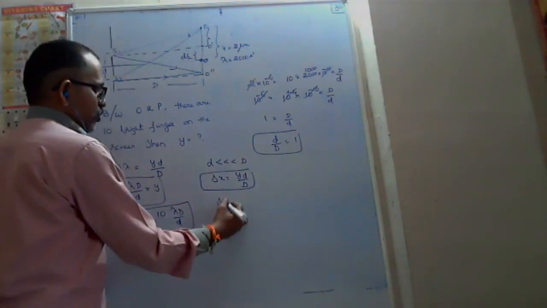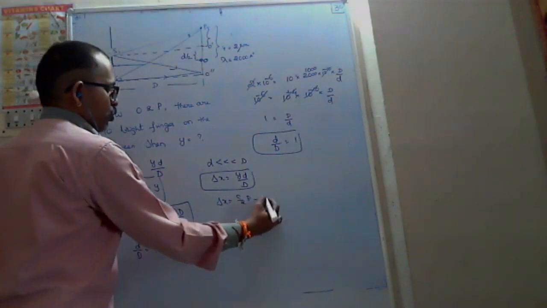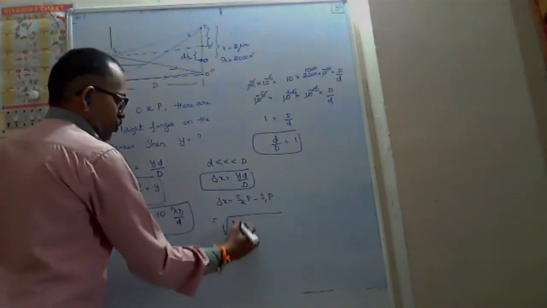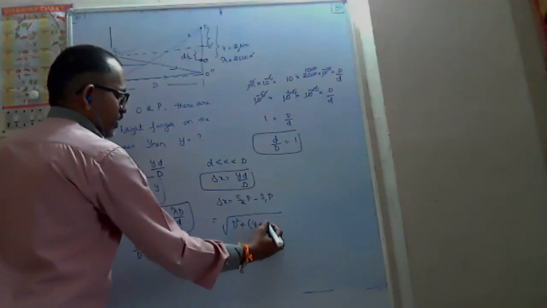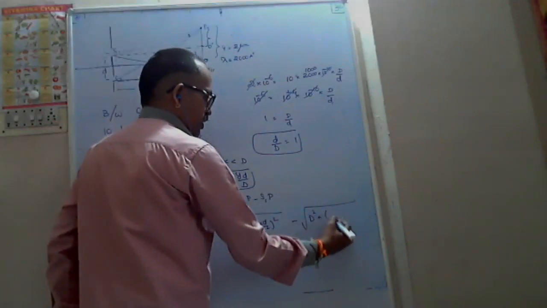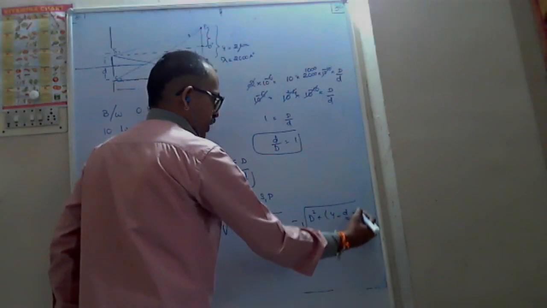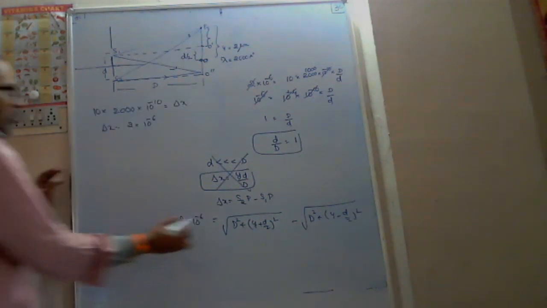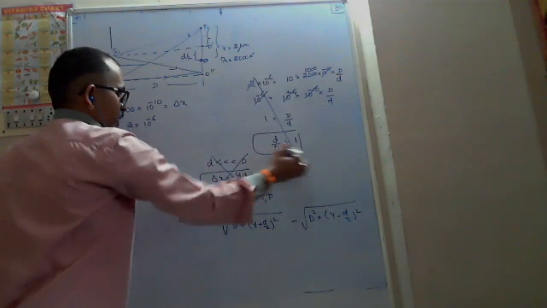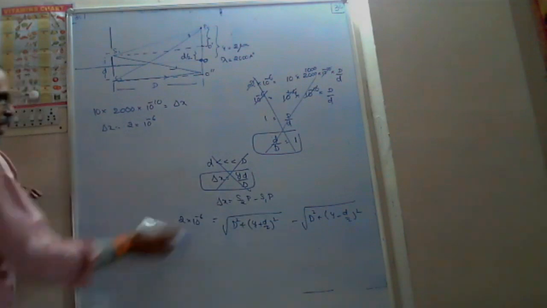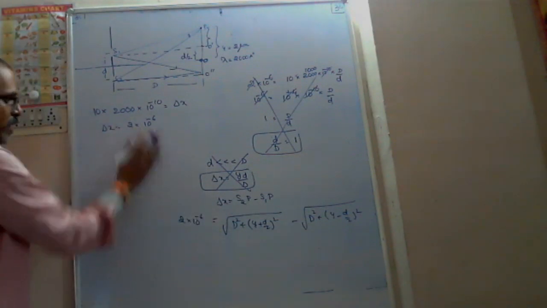Delta x is equal to, straight away we have to take S2P minus S1P. Okay, sir. That is root of D square plus y plus d by 2 whole square, minus root of D square plus y minus d by 2 whole square. Yes, sir. Okay. So actually whatever we derived, this is wrong. Why? Because d is equal to D.